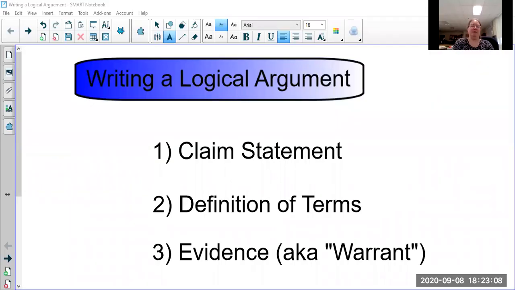This is a little video snippet about writing a logical argument. A logical argument has three parts to it: a claim statement, definition of terms, and some evidence, usually at least one sentence for each part. So let's look at an example.